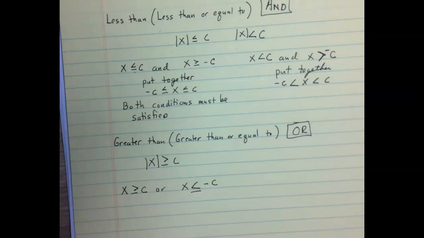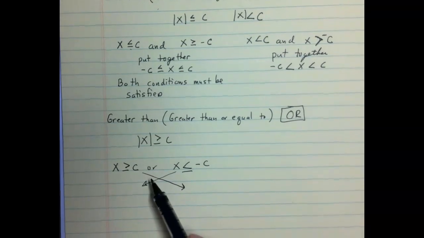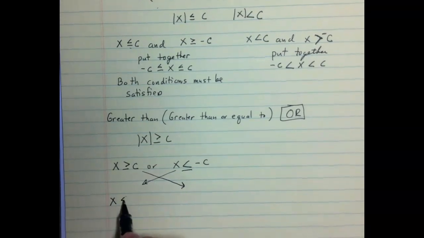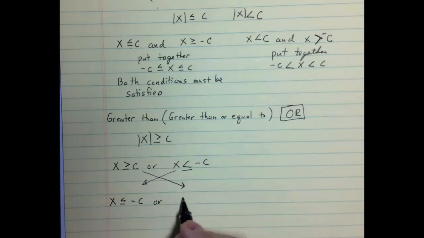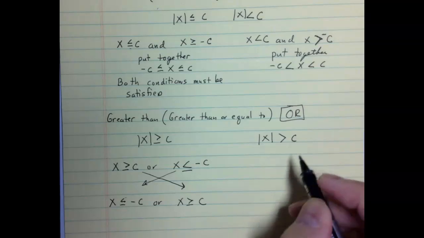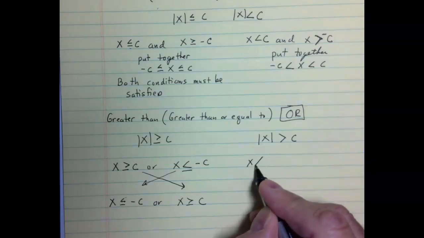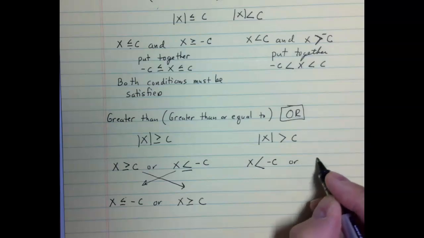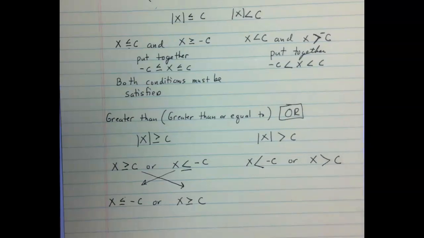Okay? And what I would probably do is I would flip these two around, because when you graph them on the number line, this time it would be the other way like this. X is less than or equal to negative C, or x is greater than or equal to positive C. Okay? And over here at the same time, it's just one equal sign. So it's going to be x is less than negative C, or x is greater than positive C. Okay?